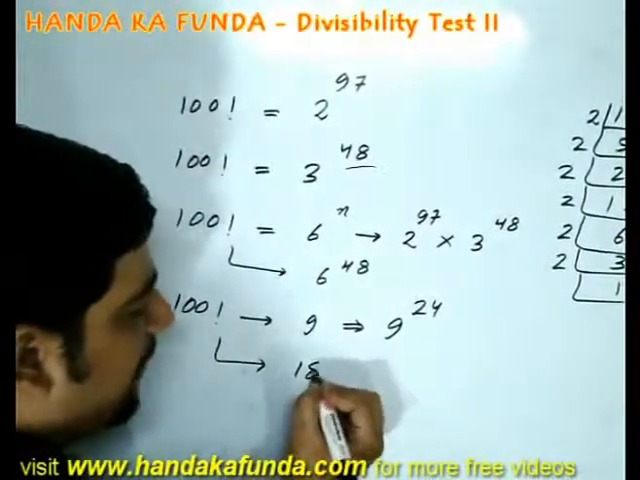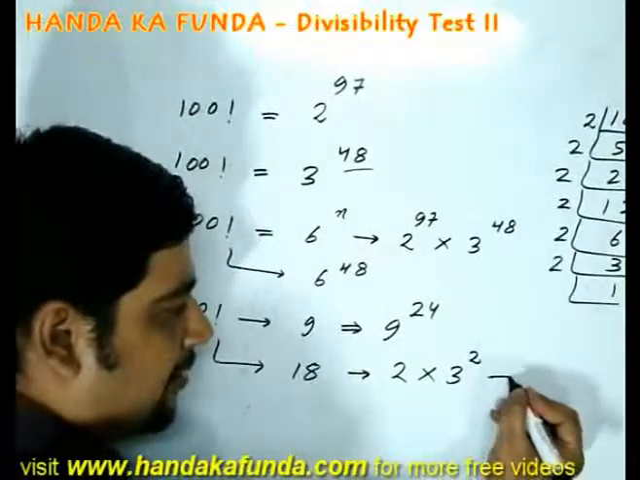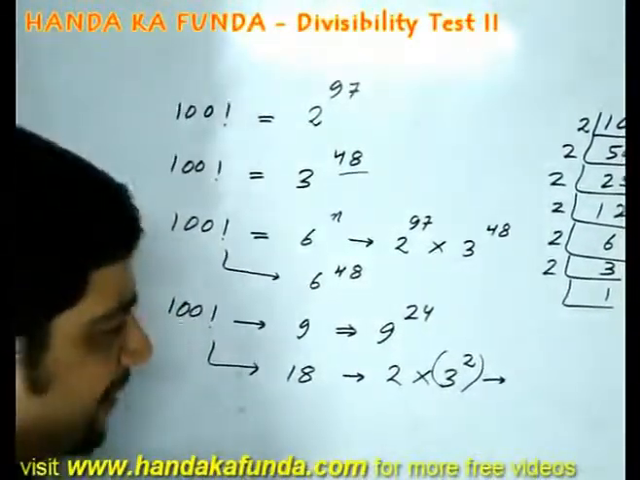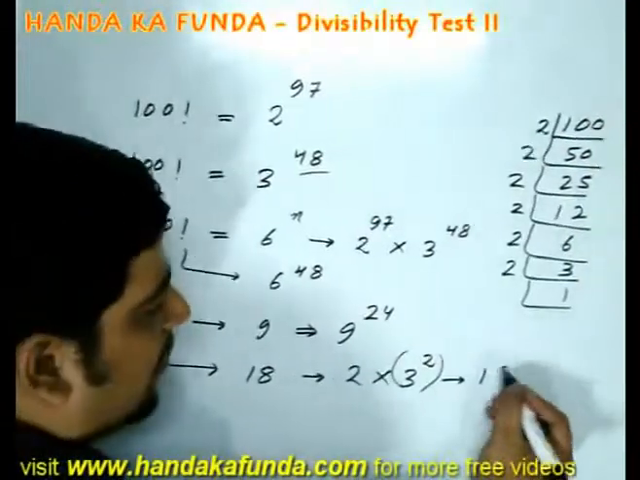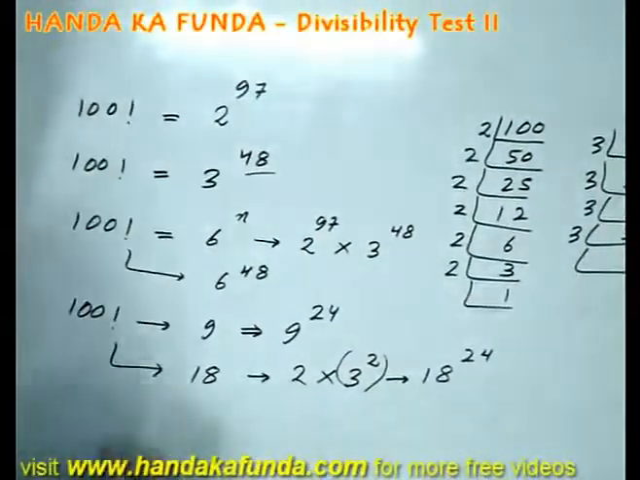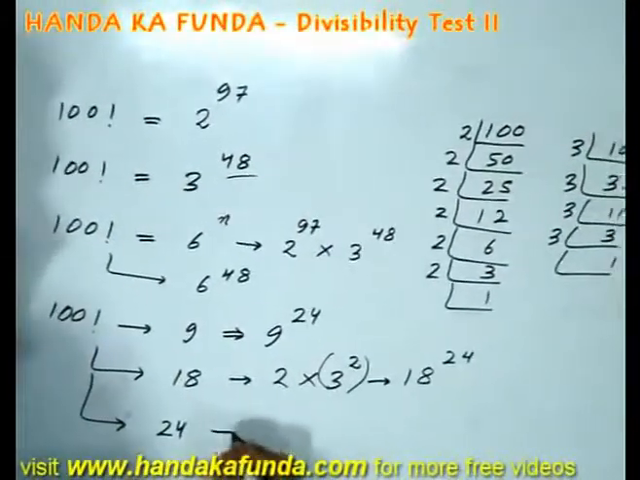How about the power of 18? 18 is 2 into 3 square. So that means once again I will be looking at the power of 3 square, that is going to be lesser, which means power of 18 is 24. How about power of 24 in 100 factorial?